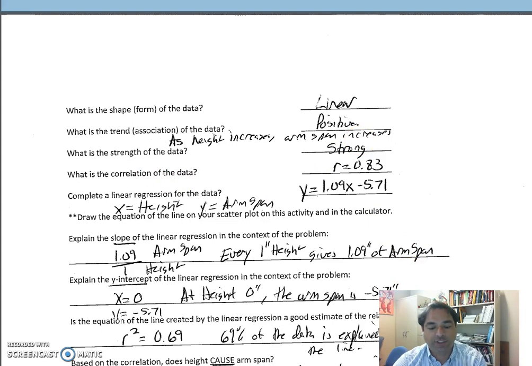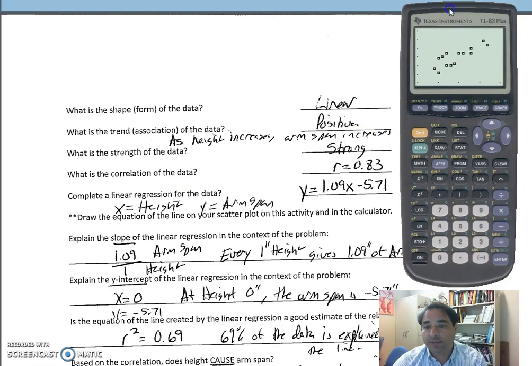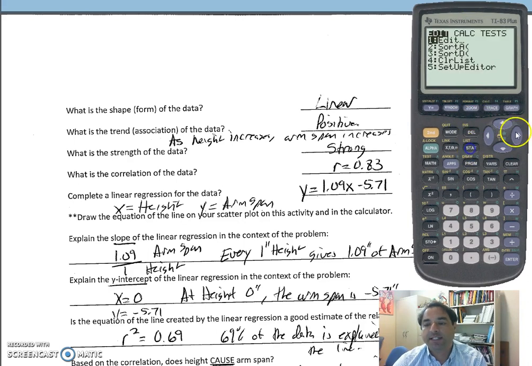So we're going to find the correlation. Remember, to find correlation we do the same thing we do for linear regression. Stat, calculate, number 4, linear regression, list 1, comma, list 2, enter. Correlation is your r, 0.83, which means it is positive and fairly strong. And then a is your slope, 1.09, and b is your y-intercept, negative 5.71. And then we're going to explain stuff.